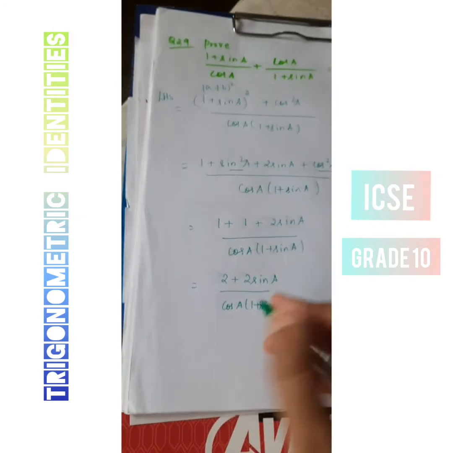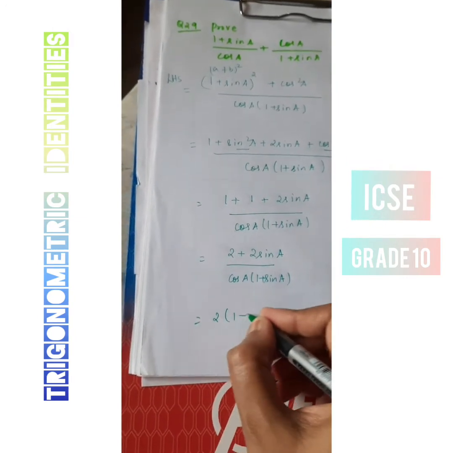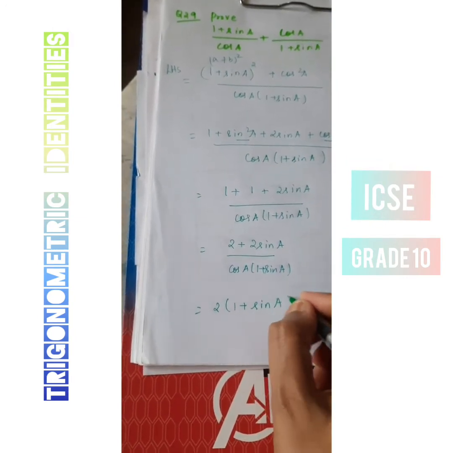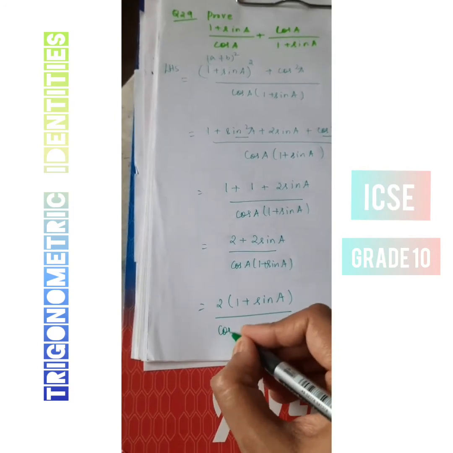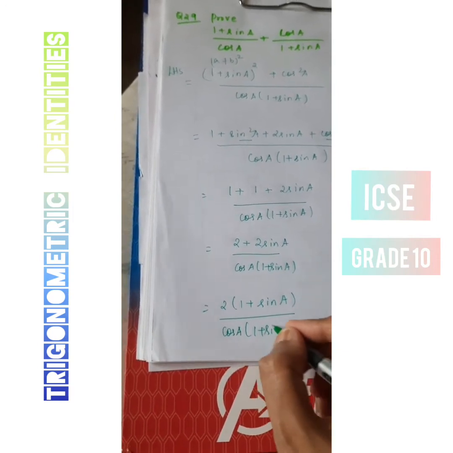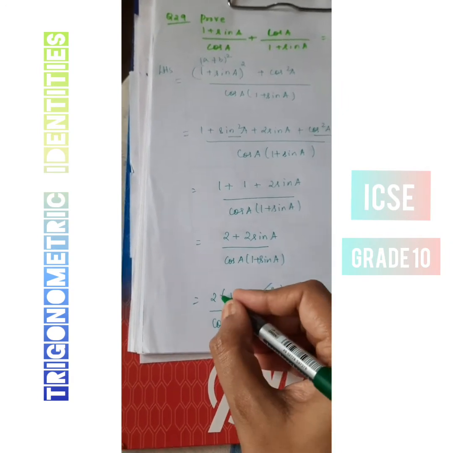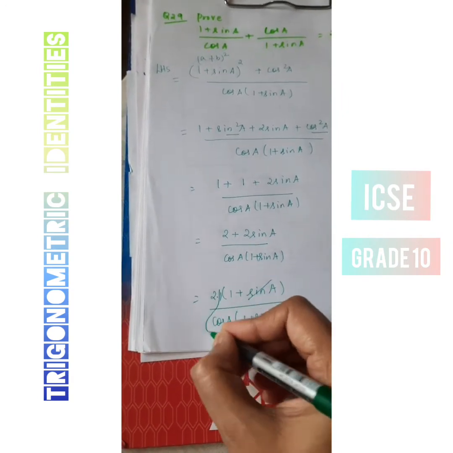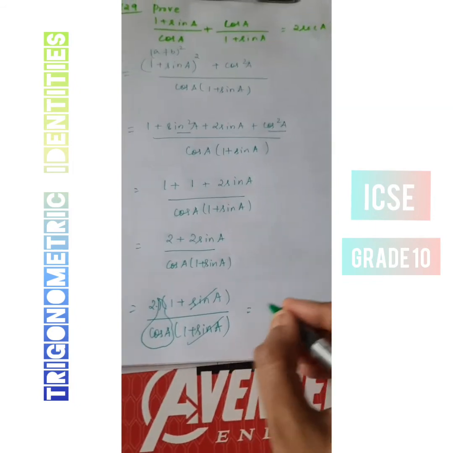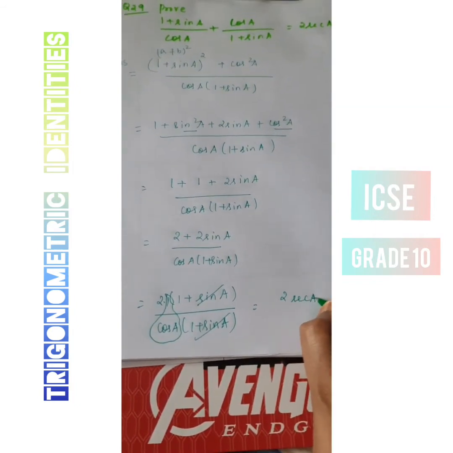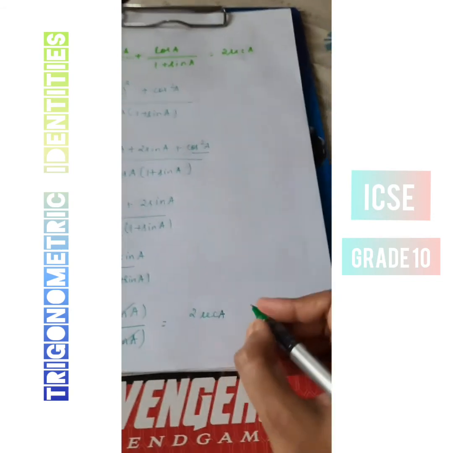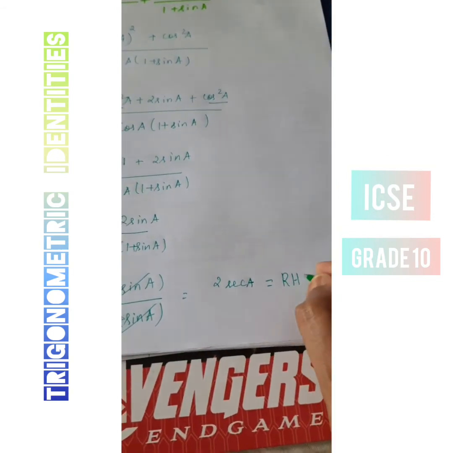So 2 is common in the numerator, so bringing 2 out, 1 plus sine A by cos A into 1 plus sine A. So both the numerator and denominator cut. So that is 2 by cos A, which can be written as 2 secant A, as cos is reciprocal of secant. That's the RHS, hence proved.